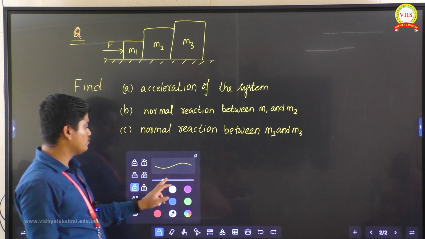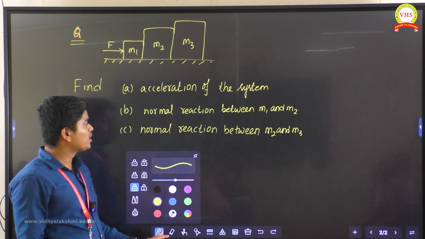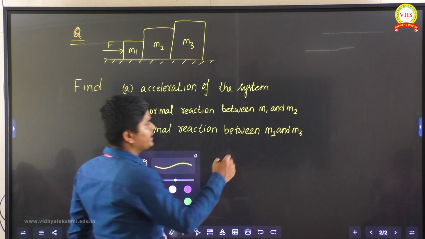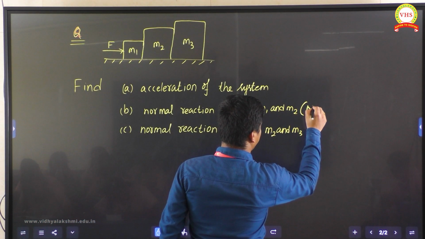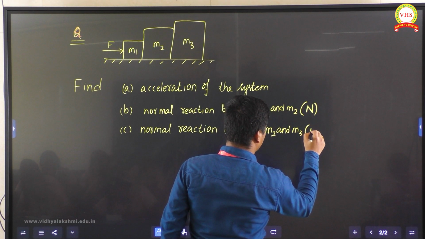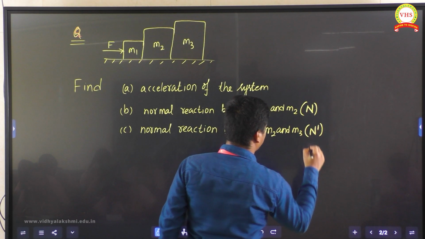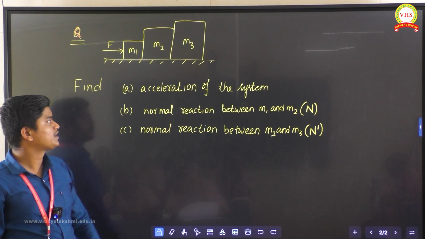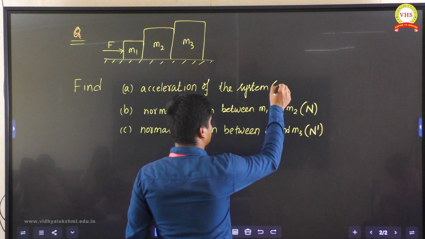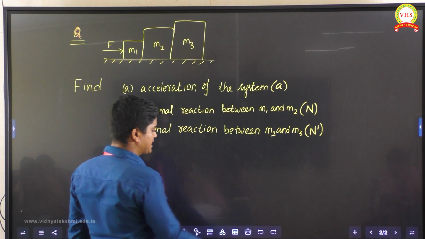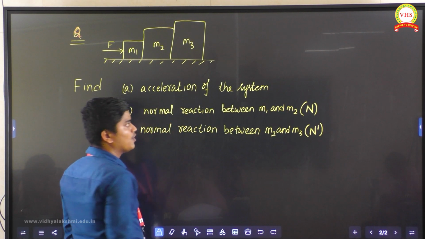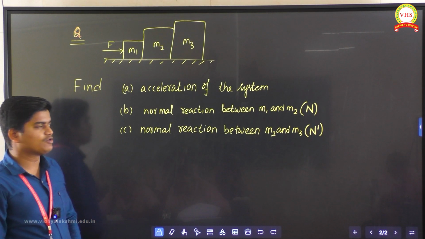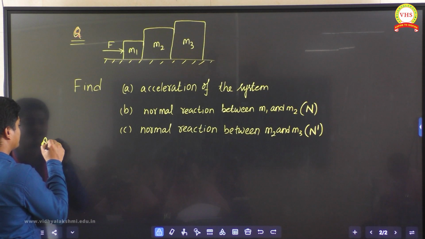Listen here, what we'll do: let the normal reaction between M1 and M2 be N. Here, this one, let's consider N prime. That is N, this is N prime. And what is the acceleration of the system? That is small a. Small a is basically the acceleration of the system. So these three things you have to find. First you analyze the system here. So write the answer.